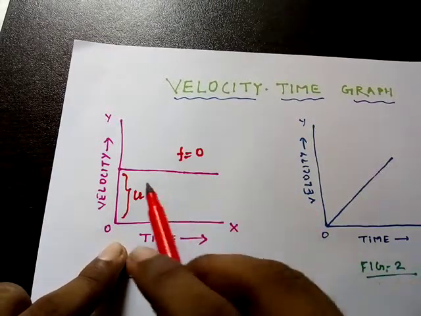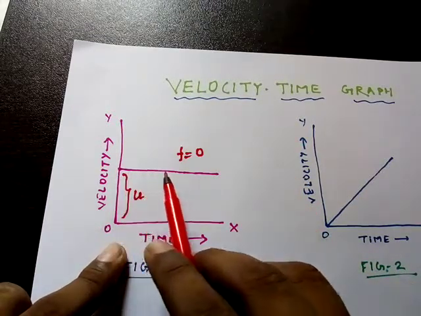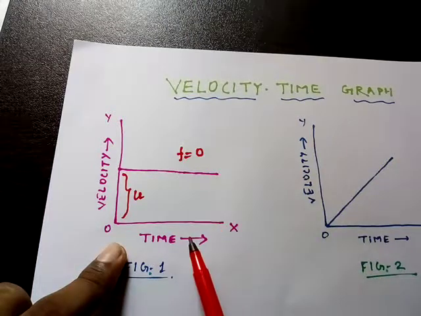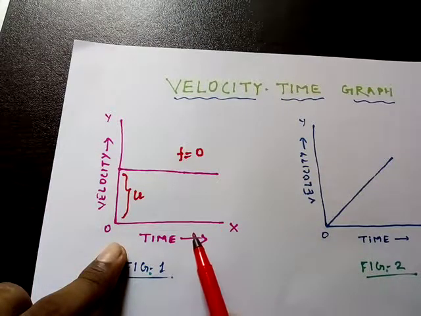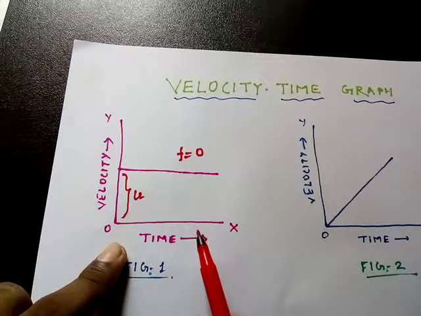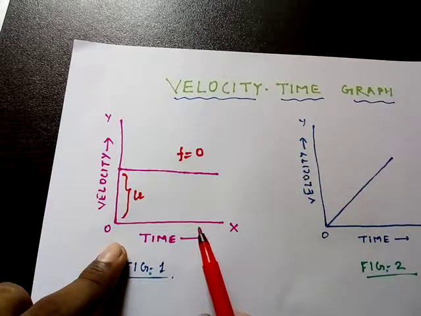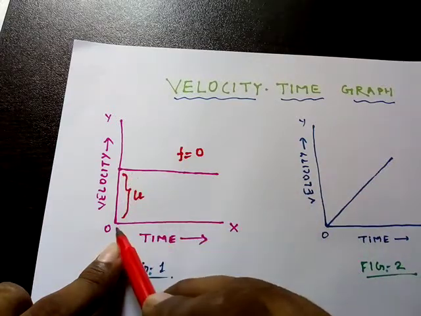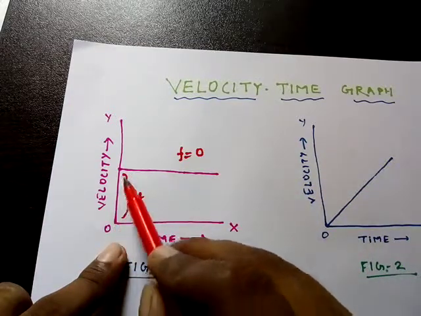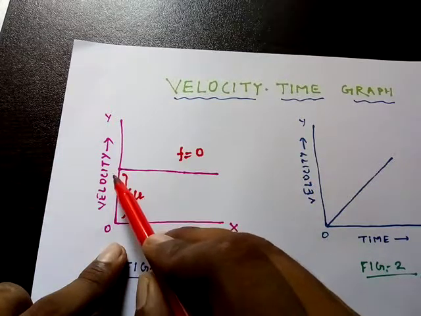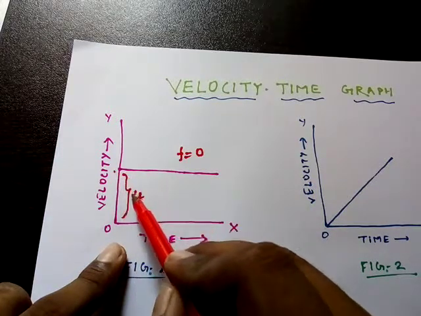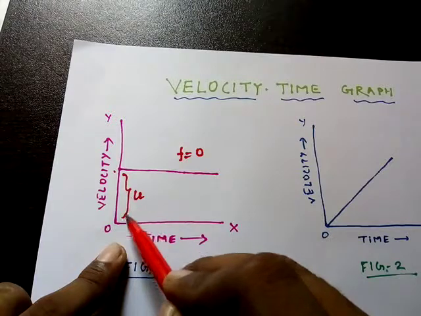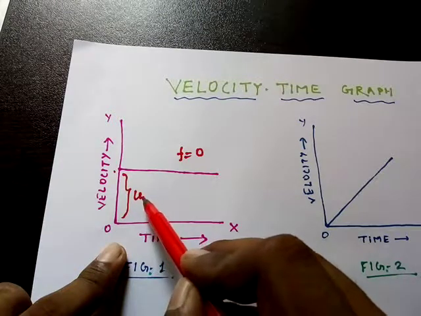So if the equation of motion is just a line parallel to the time axis, that is the x-axis, then we say that it is without acceleration. This line is not starting from the origin, it is starting from this point, so it has some initial velocity. That initial velocity I'm supposing u, small u.